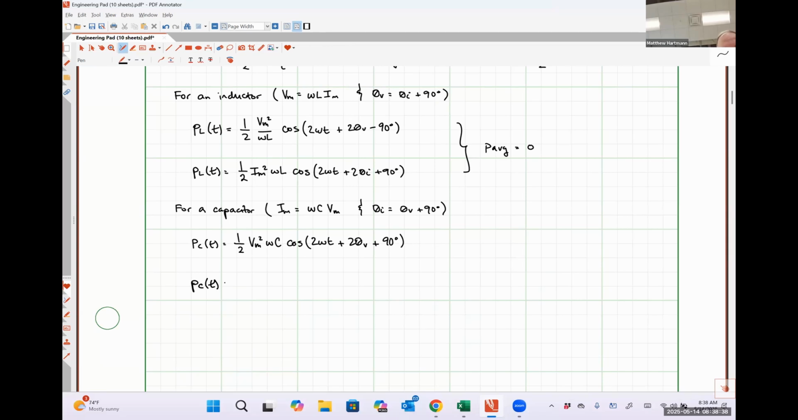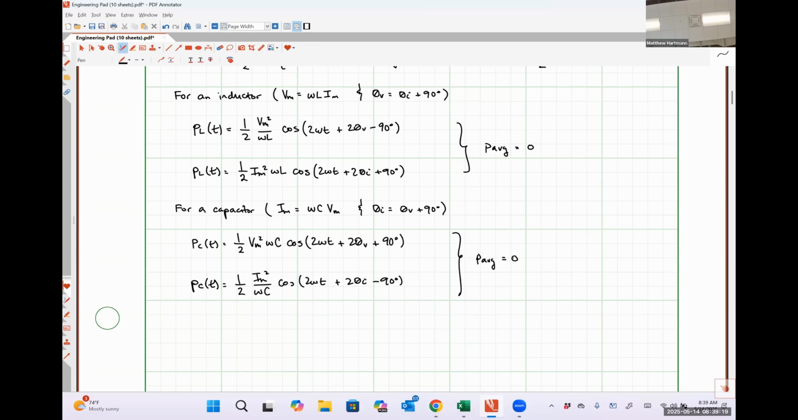And then in terms of current, we'll have 1/2 Im squared over omega C times the cosine of twice omega t plus twice theta I minus 90 degrees. And once again, our average power is simply going to be 0. I could show you this relationship on Desmos as well, but realistically, it's just going to look like the exact same graph, except that it's going to be shifted to the right a little bit.